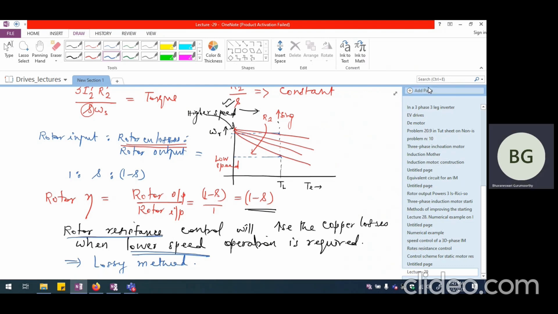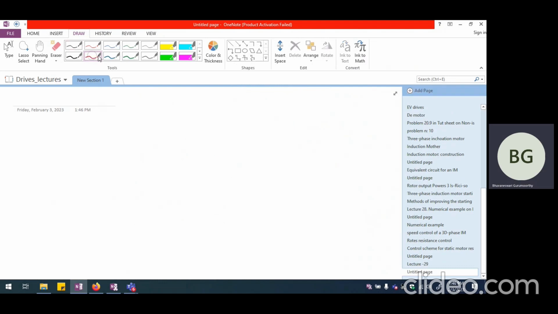So what do we do in that case? The actual practice which could be implemented to improve the efficiency of the wound rotor induction motor is something called slip power recovery. What we mean by slip power is whatever is S times the air gap power or rotor input. We call that slip power.